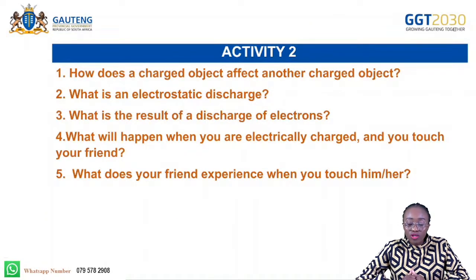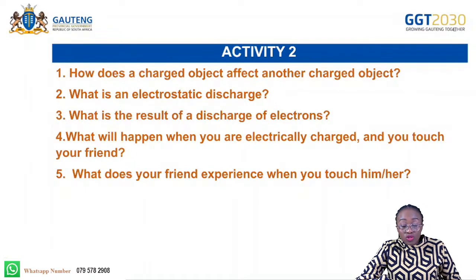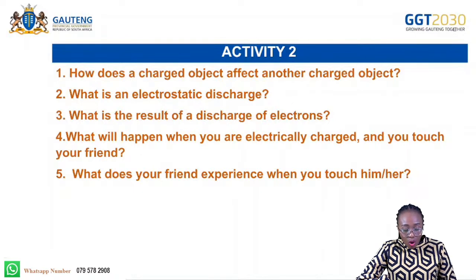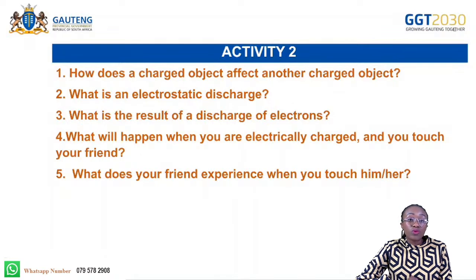Now, let's move on to our second activity. Our second activity has 5 questions. The first question reads, how does a charged object affect another charged object? Number 2, what is an electrostatic discharge? Number 3, what is the result of a discharge of electrons? Number 4, what will happen when you are electrically charged and you touch your friend? Number 5, what does your friend experience when you touch him or her? Take 5 minutes to do this activity, and then after 5 minutes, we will do the solutions together.